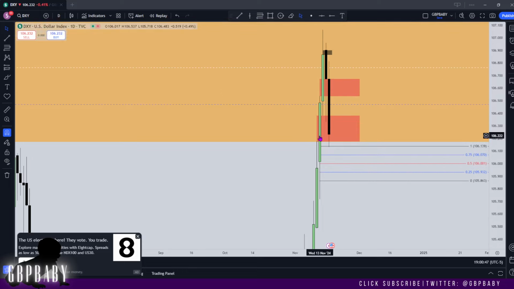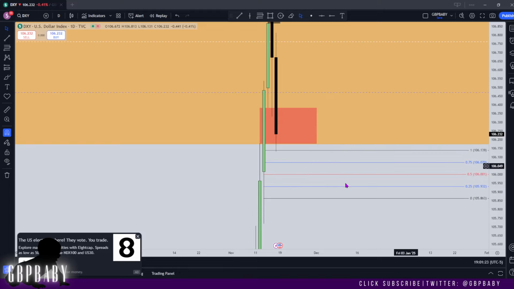Now you can see we did overshoot the fair value gap slightly, and what I have my eye set on now is this little imbalance right here, and I'll explain what this Fibonacci is there for in a bit. So for now, I'm going to get rid of this, and we're going to keep this fair value gap right here because that's still significant, and I'm going to mark out this little imbalance.